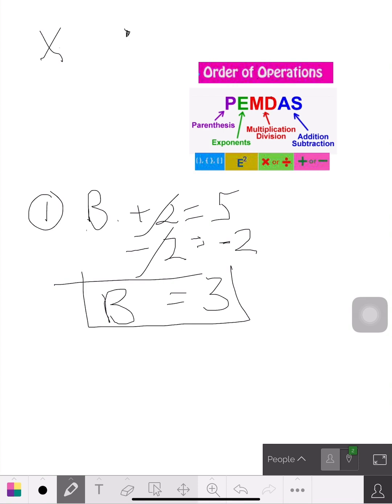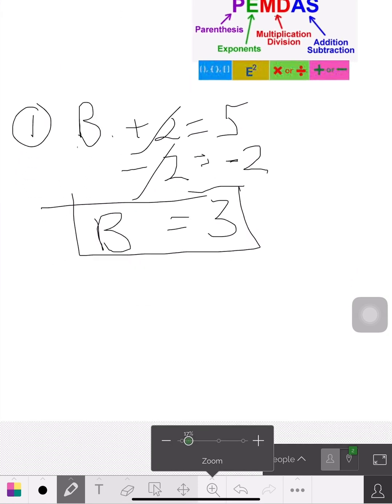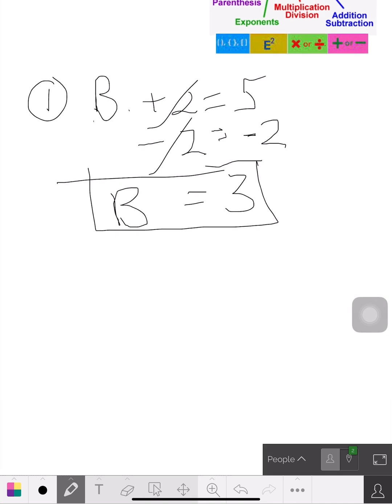So what I want to do, I square it off, circle it off, whatever you want to do, just so the teacher knows, hey, my answer is 3. Okay, now let's move on to another one. Push the board up again. We got problem number 2.